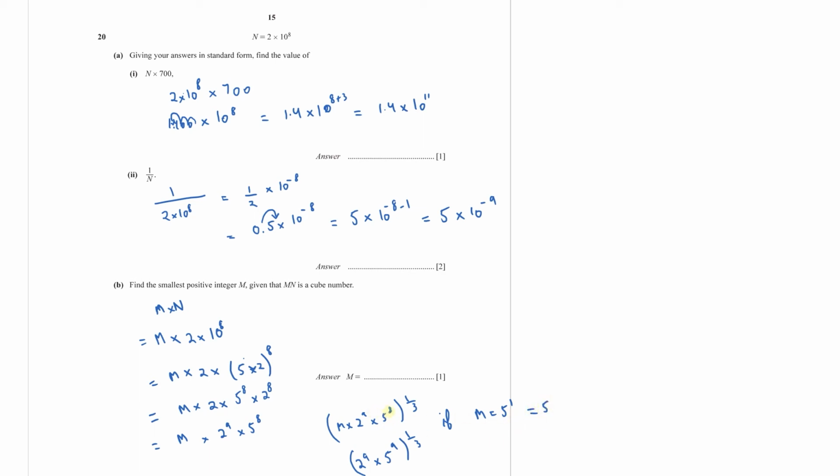So I multiply this 5 power 8 by 5 to get 5 power 9, and now I have a perfect cube because all the prime factors of 2 into 10 power 8 here all have powers that are multiples of 3. So my value of m is 5 in this case. So if I multiply 2 into 10 power 8 by 5, I get a perfect cube.